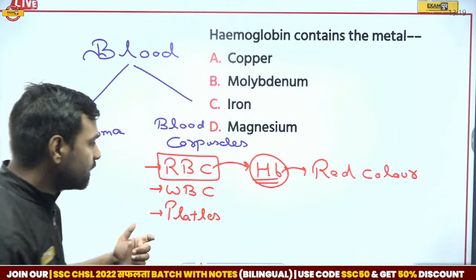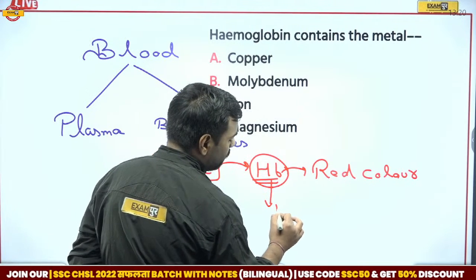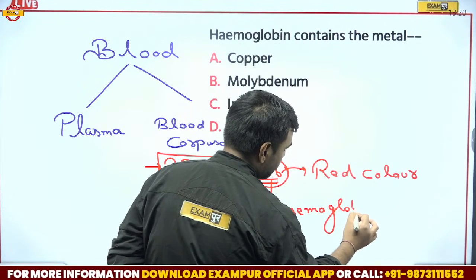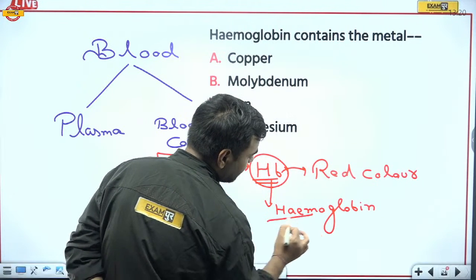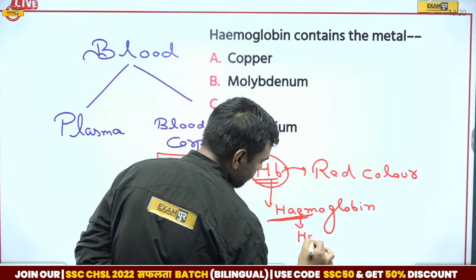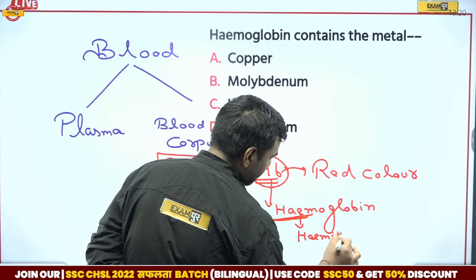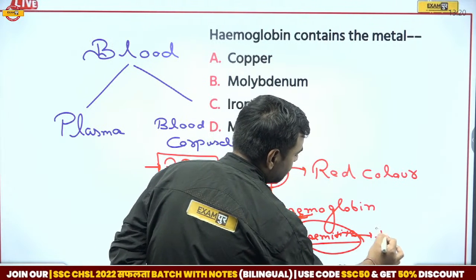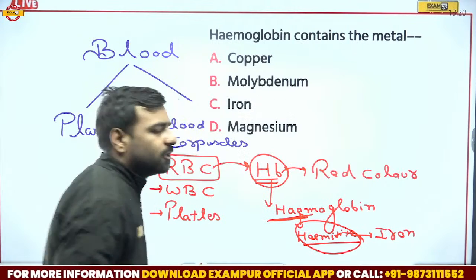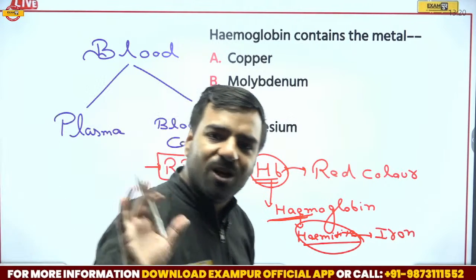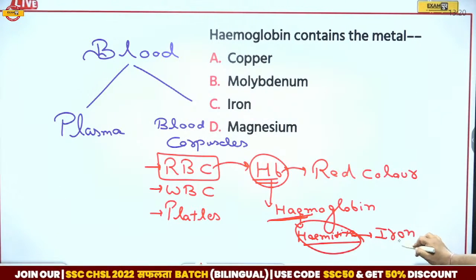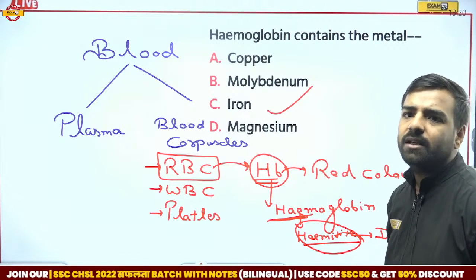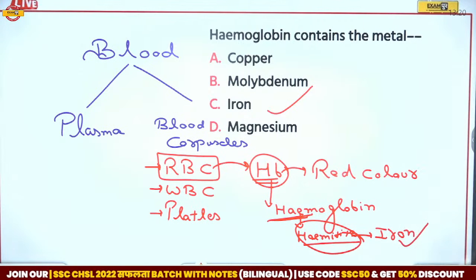Now, one more thing. If I try to write hemoglobin, just have a look. Hemoglobin. The word heme actually comes from hematite. And I know hematite is the ore of iron. It is the ore of iron. So we can relate chemistry and biology all together. And yes, iron. So hemoglobin contains which metal? Obviously, iron. Right? So here option number C is the correct answer.